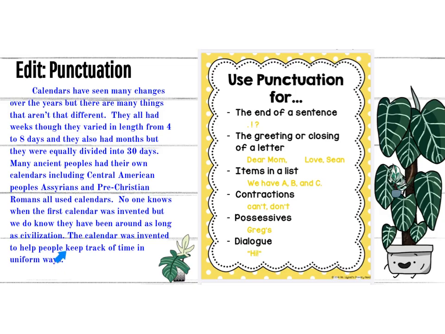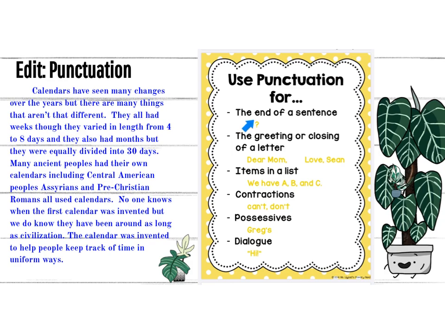So here I have one of my paragraphs, and we are going to be looking at all of the different reasons and ways that we use punctuation. We use punctuation at the end of a sentence, at the greeting or closing of a letter, which will not match for this writing because we're not writing letters, but we might have items in a list. We might have contractions, possessives, or dialogue. You will probably not have dialogue. So dialogue and the greeting or closing of a letter, you're probably not going to need to look for because we didn't do that type of writing. But just know that we do use punctuation for those pieces, and when you edit, you should always check that.